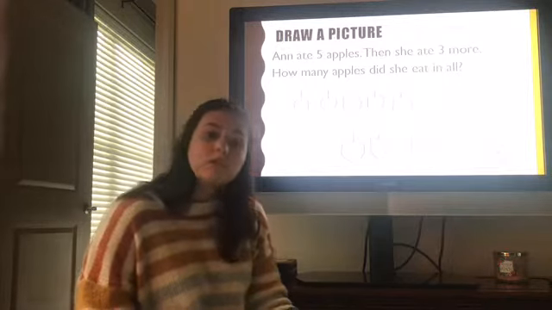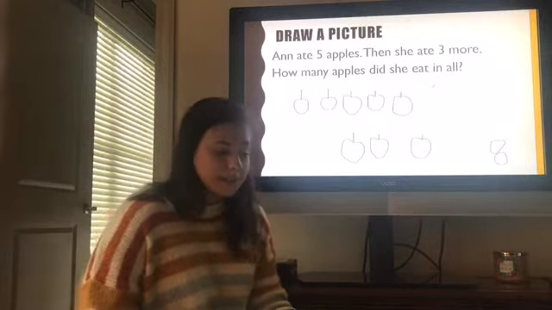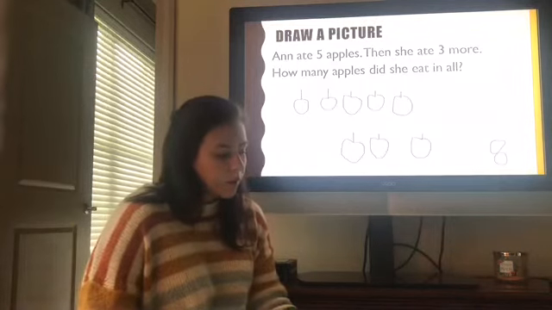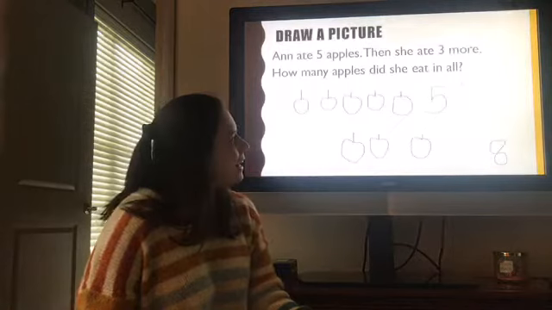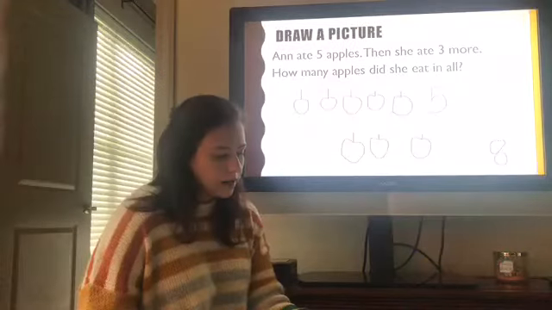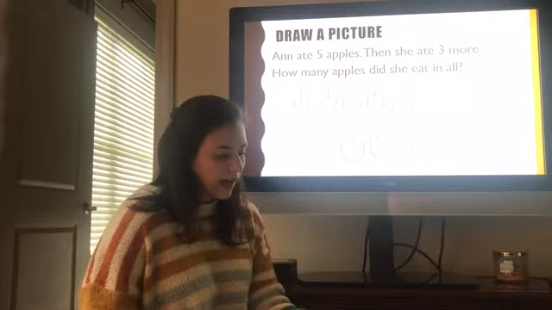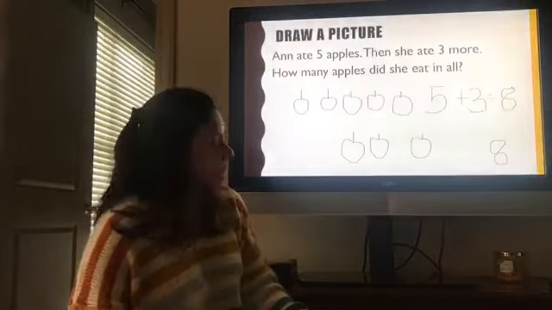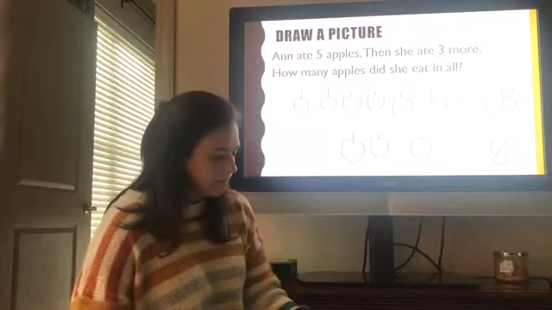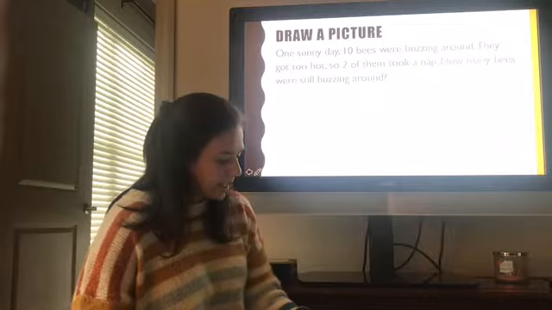Now we need to write a number sentence to go with this. So we started out with 5, and then we added 3 more. So I'm going to do 5 plus 3, and our answer was 8. So that would be our number sentence that goes with it. All right, let's go to the next slide.